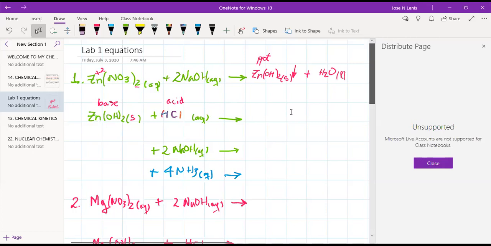What did you observe? Remember the observation after this? What happened with the solid? What happened with the precipitate? It disappeared. Why? Because this reaction makes a soluble zinc 2 chloride. So we can write here, it is aqueous.